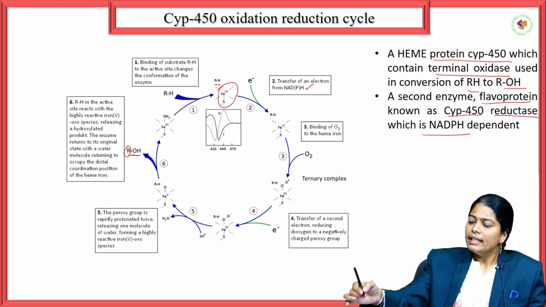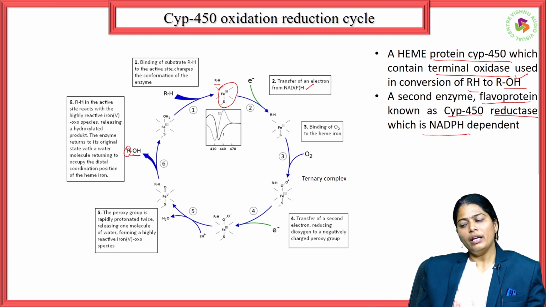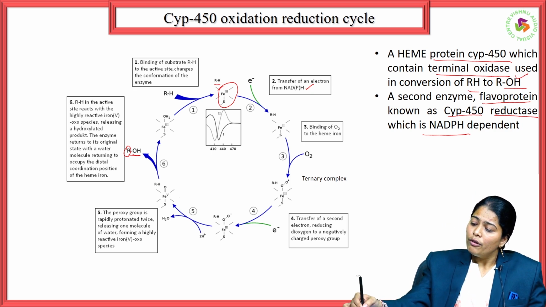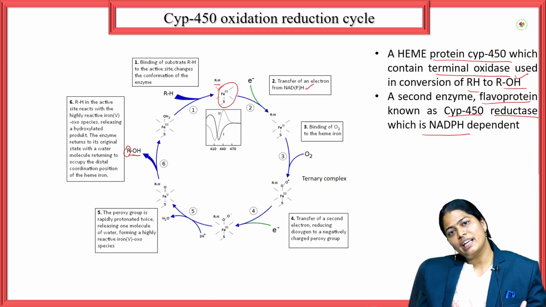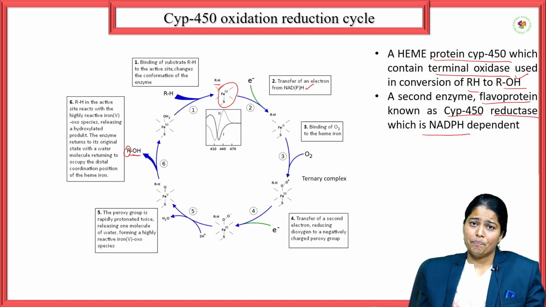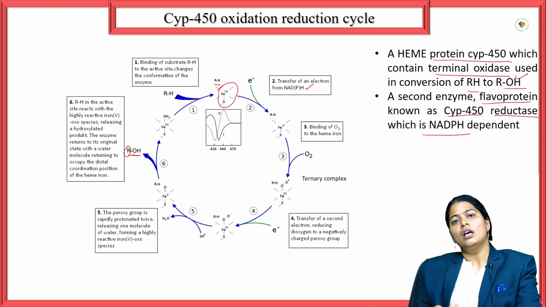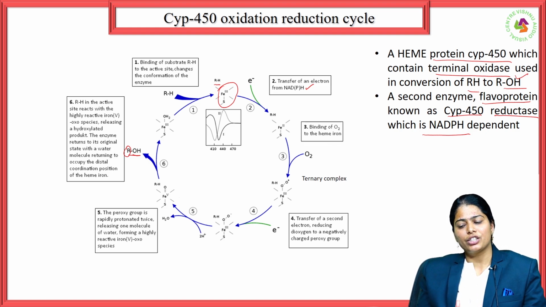So these two enzymes: the first, the heme protein cytochrome P450 which contains the terminal oxidase, is used for the oxidation reaction, and the second, the flavoprotein known as cytochrome P450 reductase, is used in the reduction reactions. Like this, the cytochrome P450 oxidation reduction cycle continuously keeps going and converts water insoluble compounds to water soluble compounds. Now we will discuss the cytochrome P450 oxidation reduction cycle.